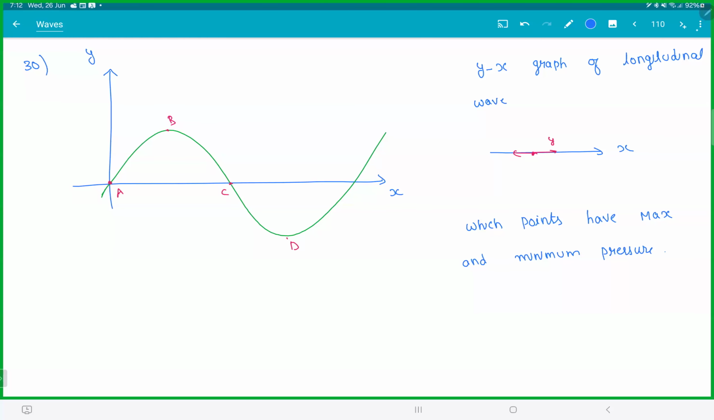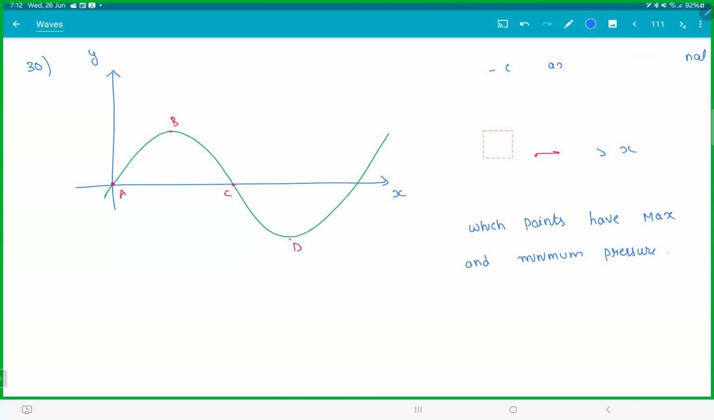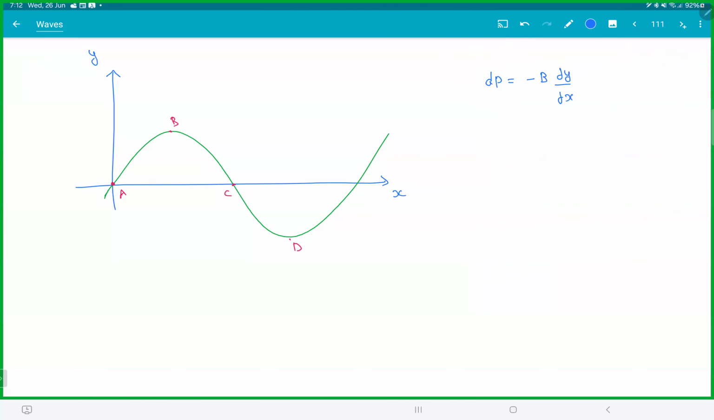Now, if you go back to that thing there, remember the formula we derived just now? This was a mistake I made. dP is minus bulk modulus times dou y by dou x. So if you look at points B and D, the slope is 0. That means at B and D, delta P is 0. Now, this is where I made a mistake. I didn't say delta P, I was just saying P. At B and D, this is a change in pressure, so dP is 0. This means the pressure at B and at D was P naught.